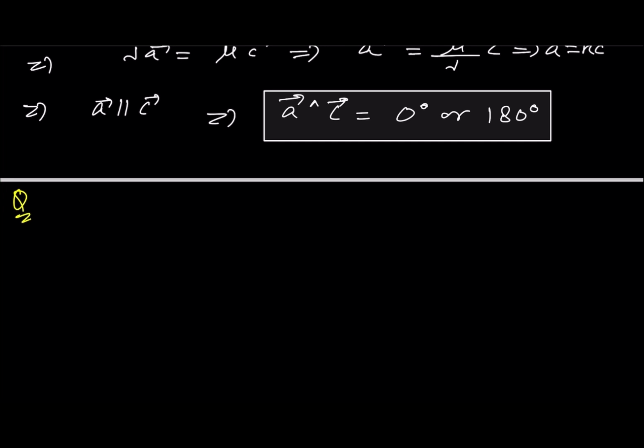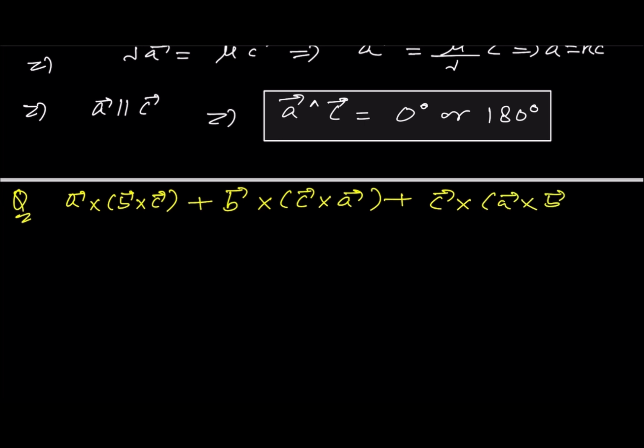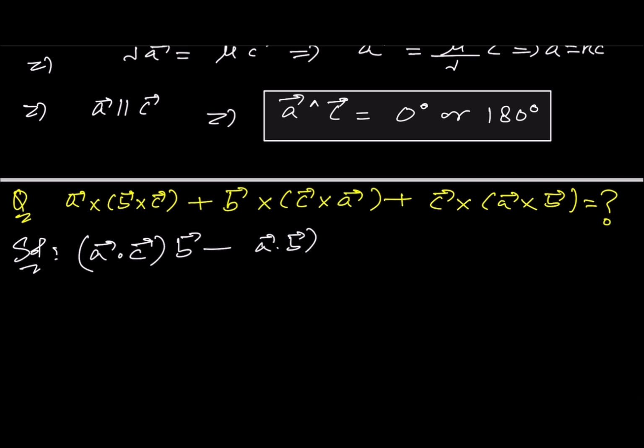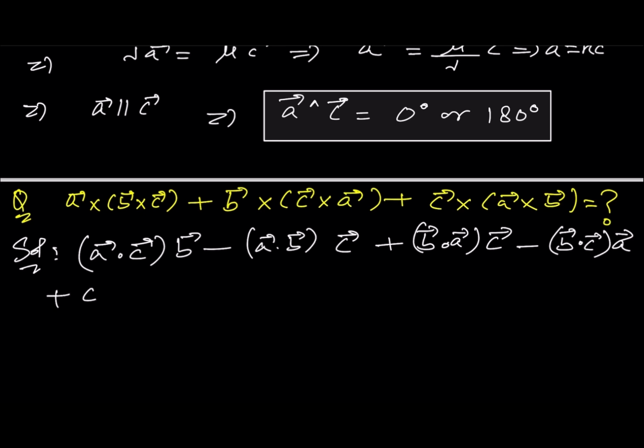Question is A cross (B cross C) plus B cross (C cross A) plus C cross (A cross B) is equal to question mark. Again, if we expand, so this will be (A dot C) times B minus (A dot B) times C plus (B dot A) times C minus (B dot C) times A plus (C dot B) times A minus (C dot A) times B.